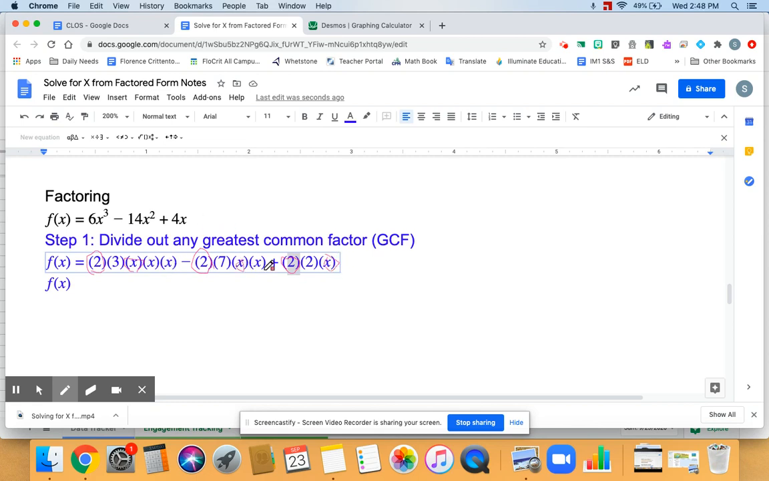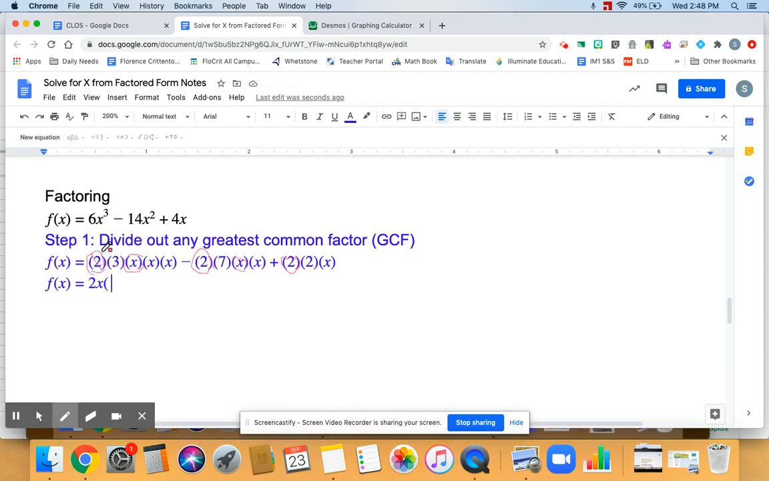They don't all have another x, though, because this one doesn't have a second x to grab. So that's it. My greatest common factor between all of them is a 2 and an x. So I'm going to divide that out front. I'm going to take them out of each one. So if it's not here anymore, and it's not here anymore, because I took it out of view, and I take it out of view.